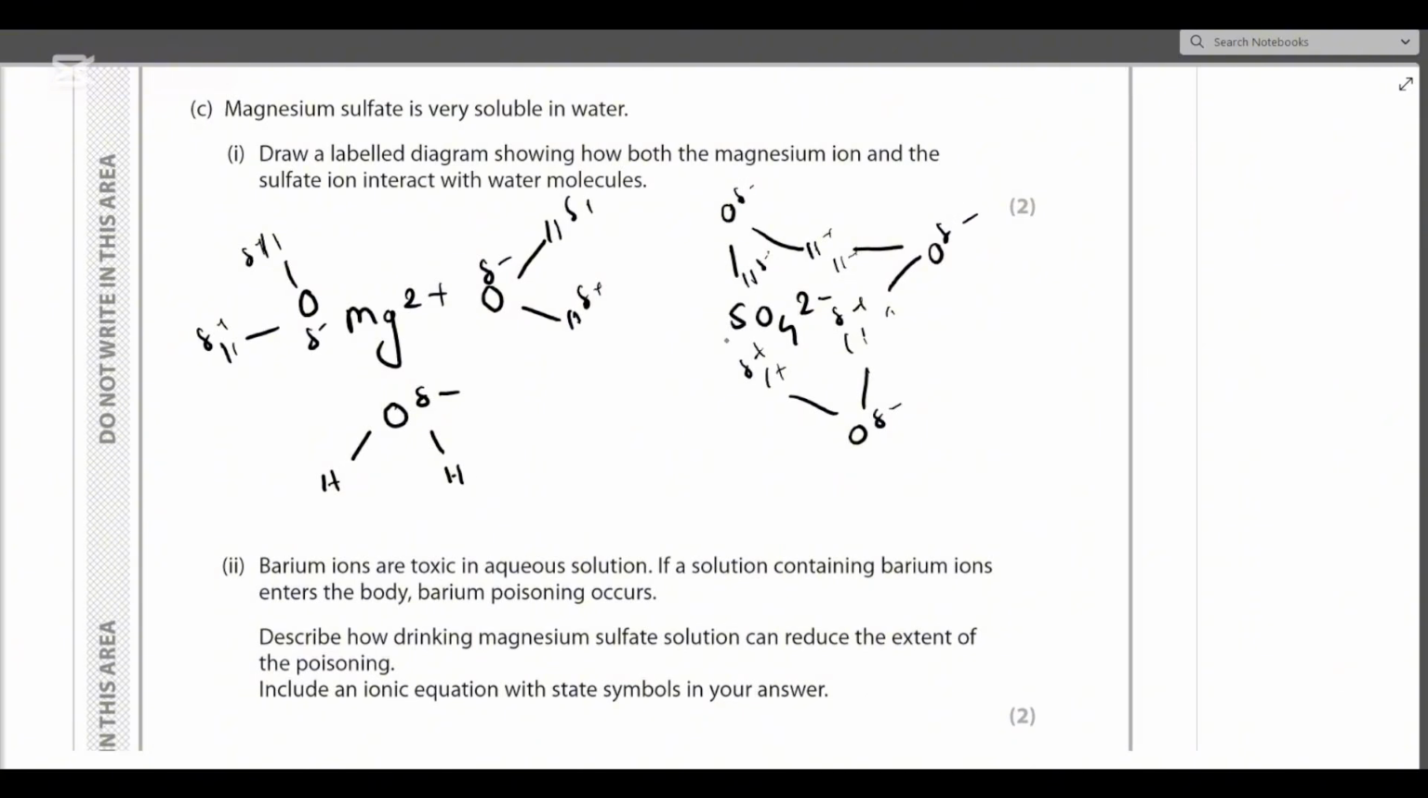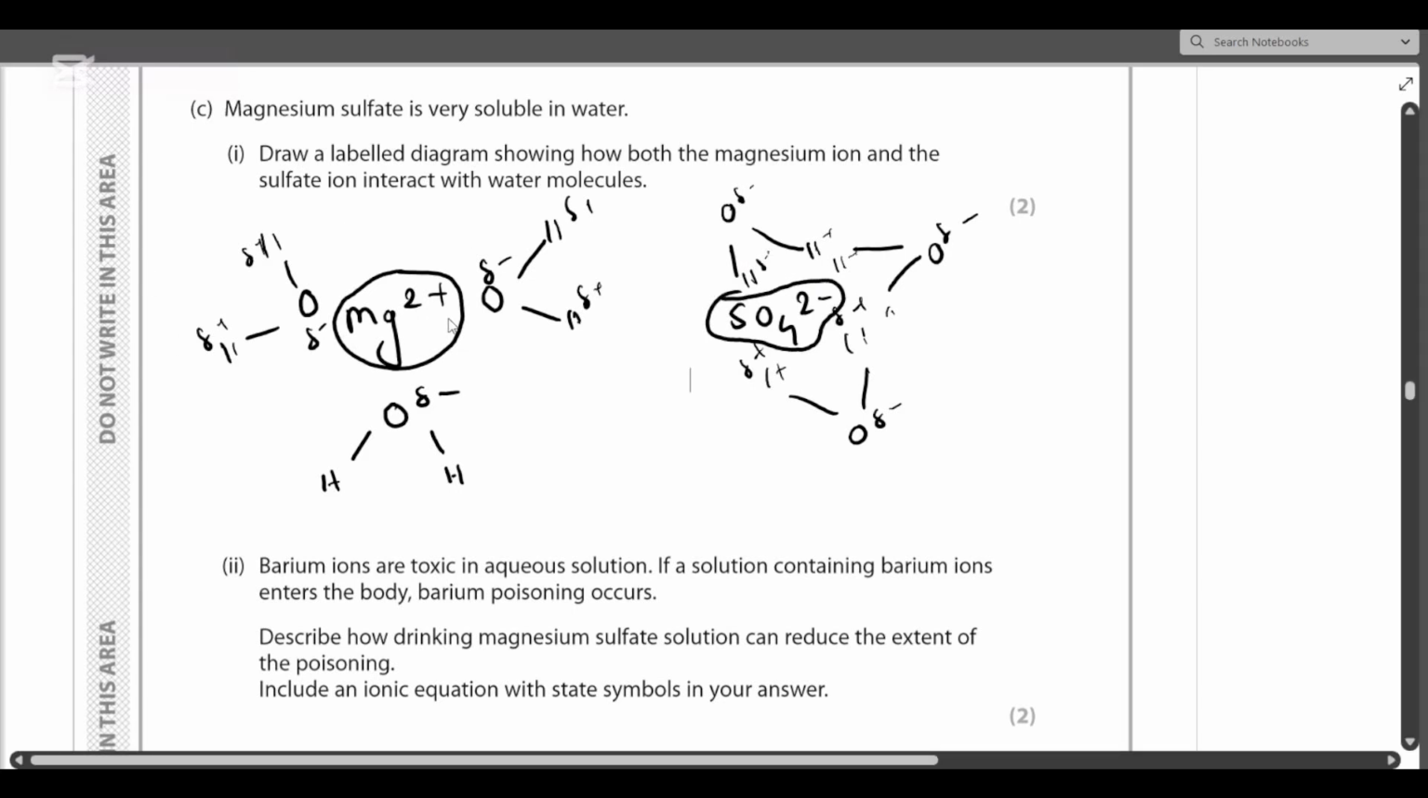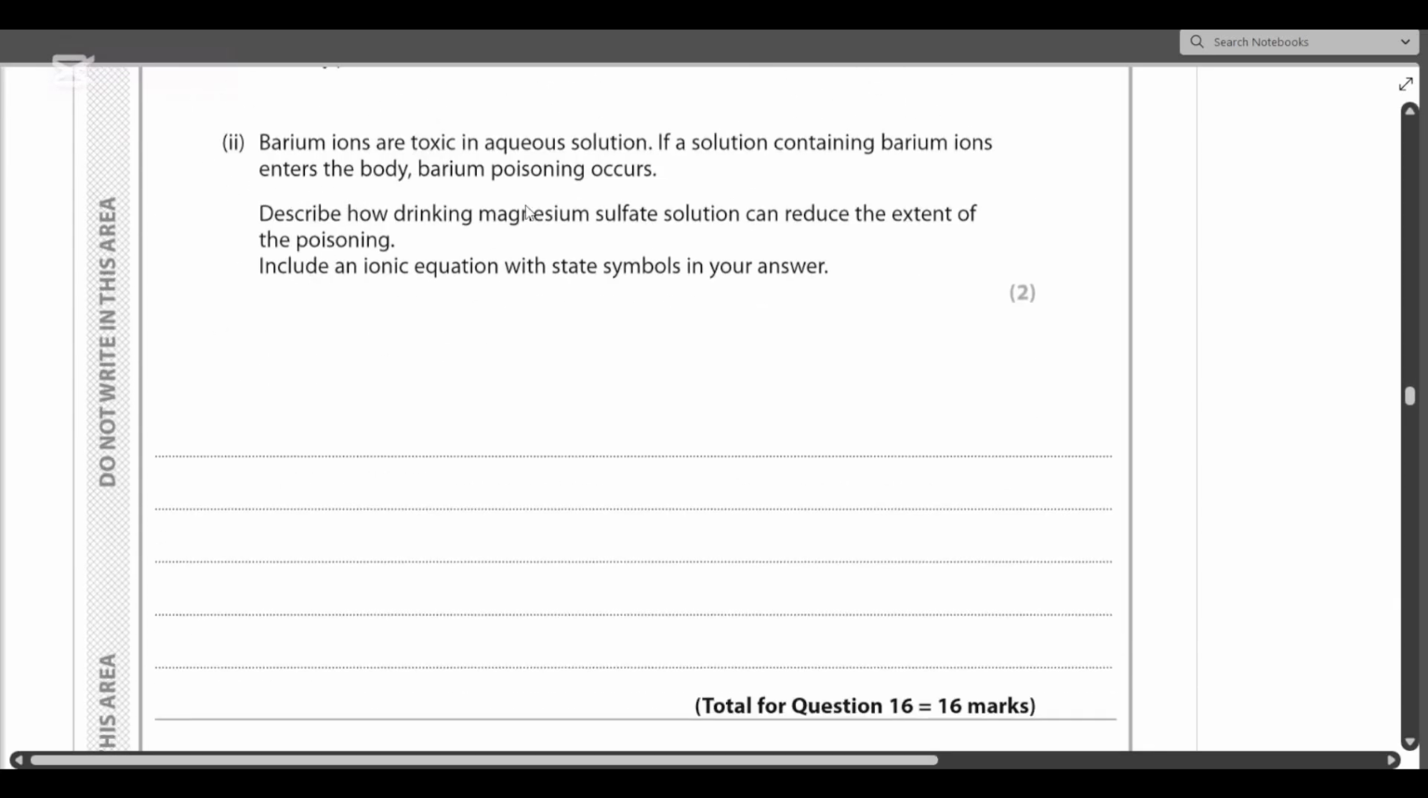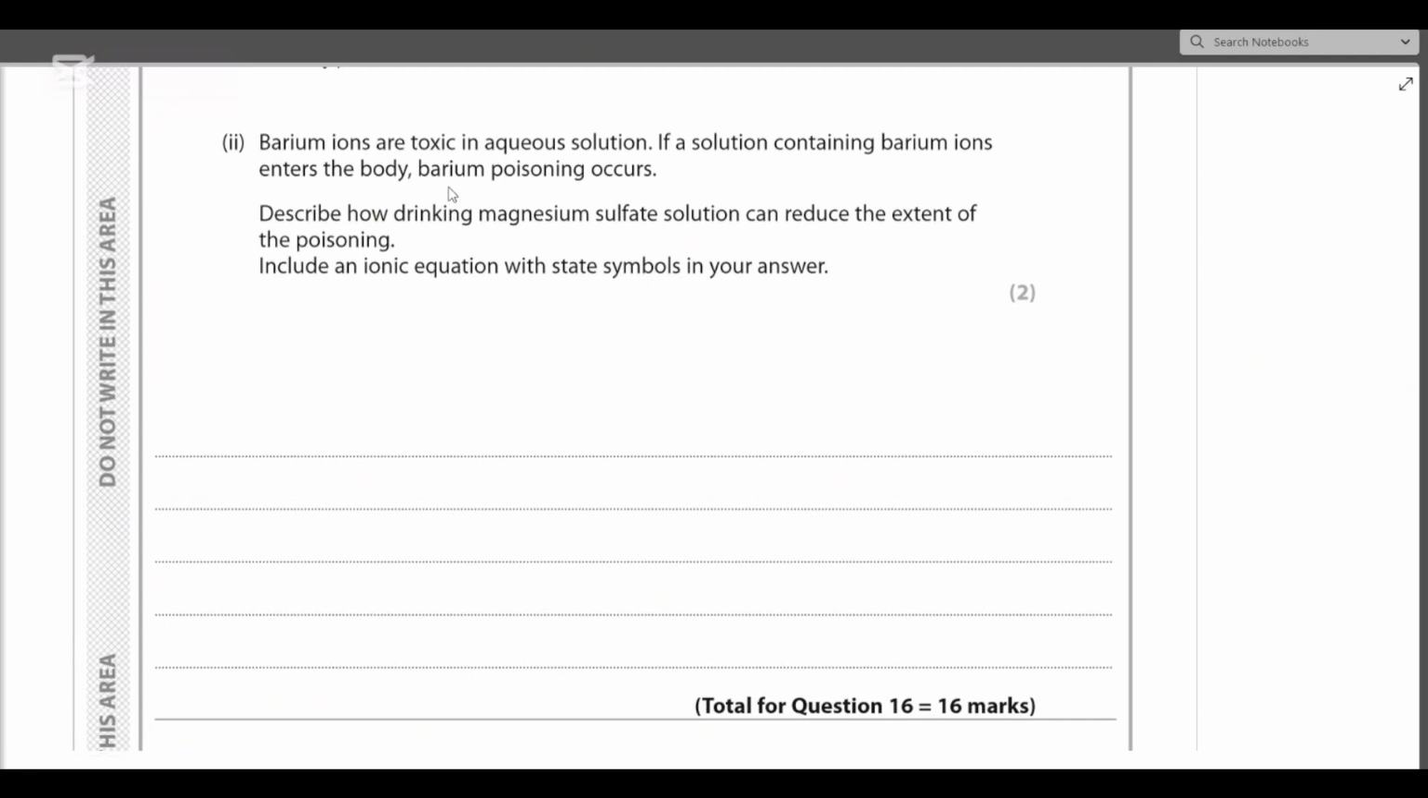So like this, you can basically engulf the ions with the respective water molecules in the correct way. Barium ions are toxic in aqueous solution. If a solution containing barium ions enters the body, barium poisoning occurs. Describe how drinking magnesium sulfate solution can reduce the extent of the poisoning.